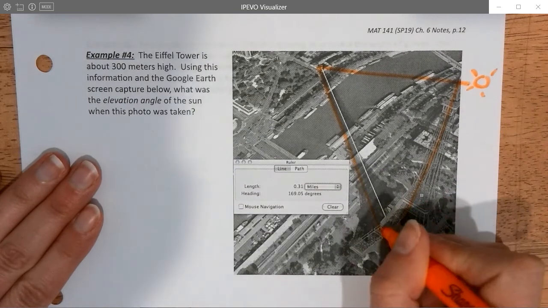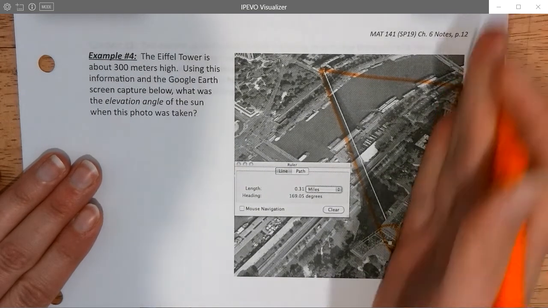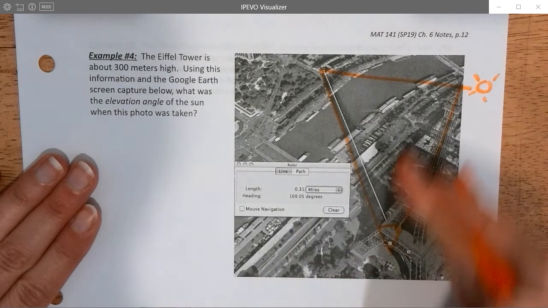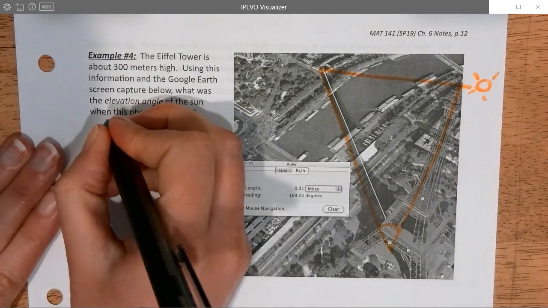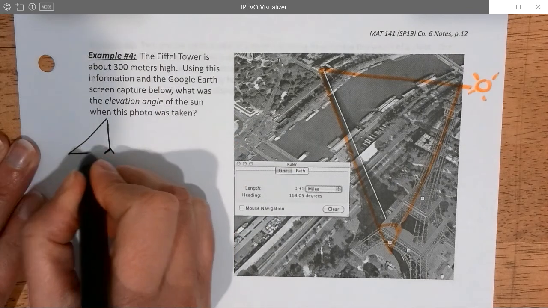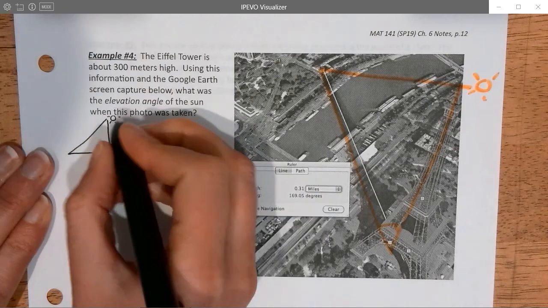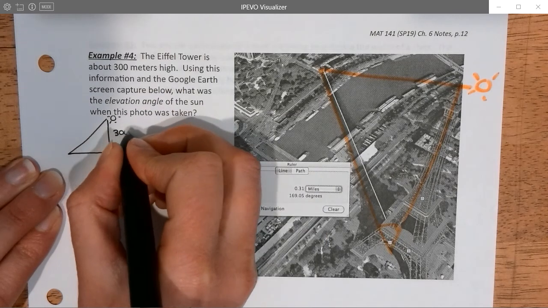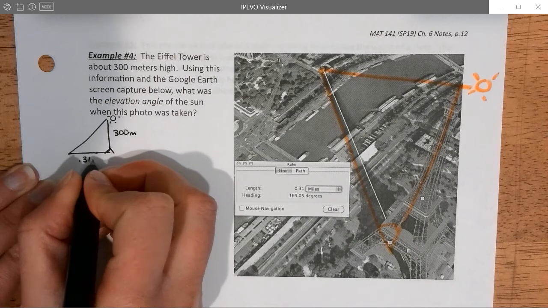This angle down here is going to be 90 degrees because the Eiffel Tower and the land are perpendicular to each other. So I'm going to redraw that triangle over here. So we have our Eiffel Tower, and we have our shadow, and we have the sun creating that triangle. So this is 300 meters, and then we have 0.31 miles.